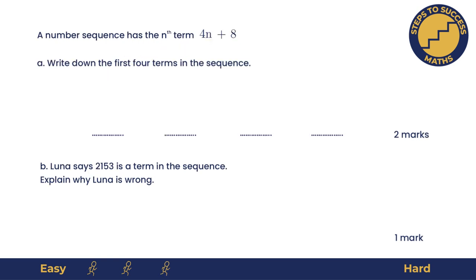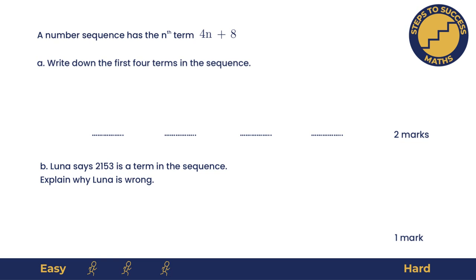A number sequence has the nth term 4n plus 8. Write down the first 4 terms in the sequence. So we've not come across this nth term before. That's a way of just being able to jump anywhere into our pattern. So n just stands for the position it is, the term number.